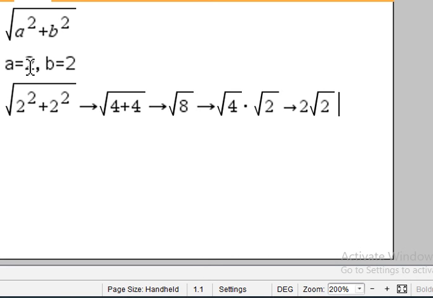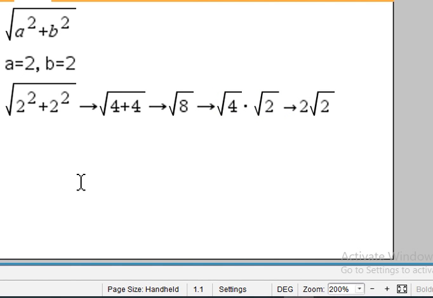So we square both of them. 2 squared plus 2 squared. Anytime you square 2, you get 4. So we end up with the square root of 8. But the square root of 8 is really the square root of 4 times the square root of 2. Now, we can't take the square root of 2, but we can take the square root of 4. So our result is 2 radical 2.